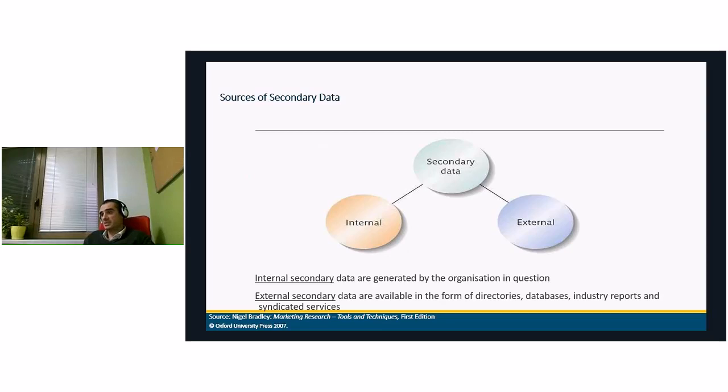On the other hand, we have the external sources, the external secondary data, which are available in the form of directories, databases, industry reports, syndicated services. Sometimes we can get them in some newspapers, some online papers, etc. So this is the key thing to remember, that there are internal and external data. And we will see what these two types of data cover in detail.